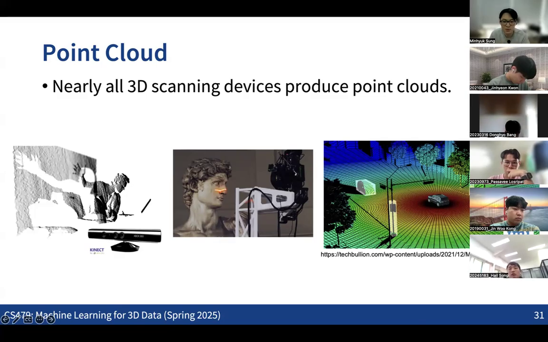So the discussion was how we can directly handle this point cloud information for many perception tasks. That's obviously a requirement for many robotics and vision applications.